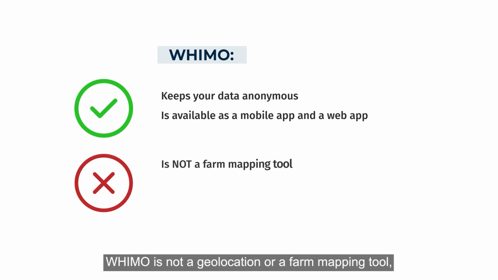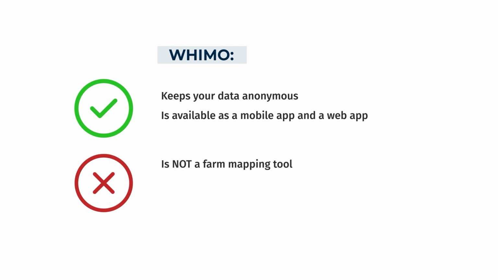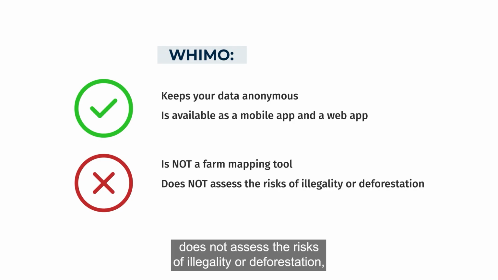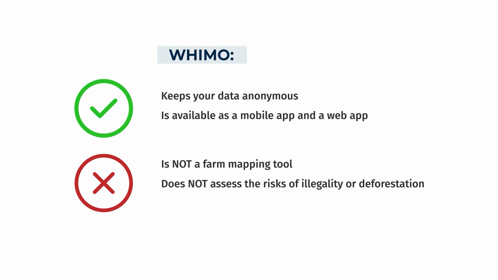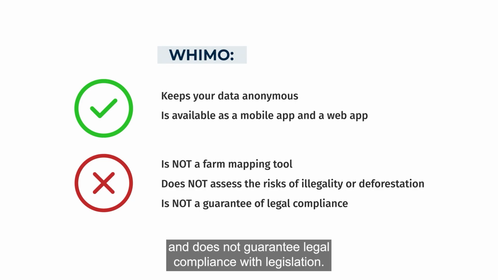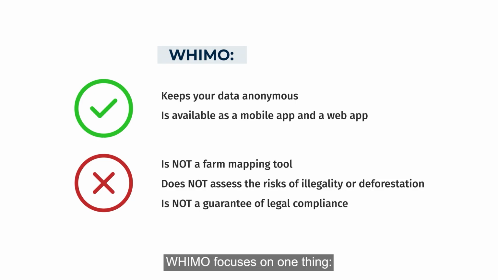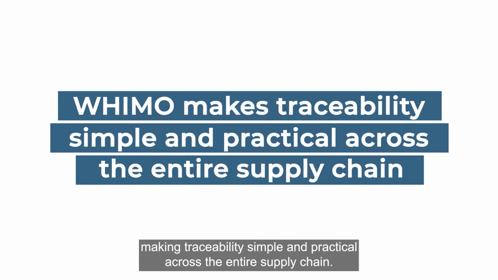WHIMO is not a geolocation or a farm mapping tool, does not assess the risks of illegality or deforestation, and does not guarantee legal compliance with legislation. WHIMO focuses on one thing: making traceability simple and practical across the entire supply chain.